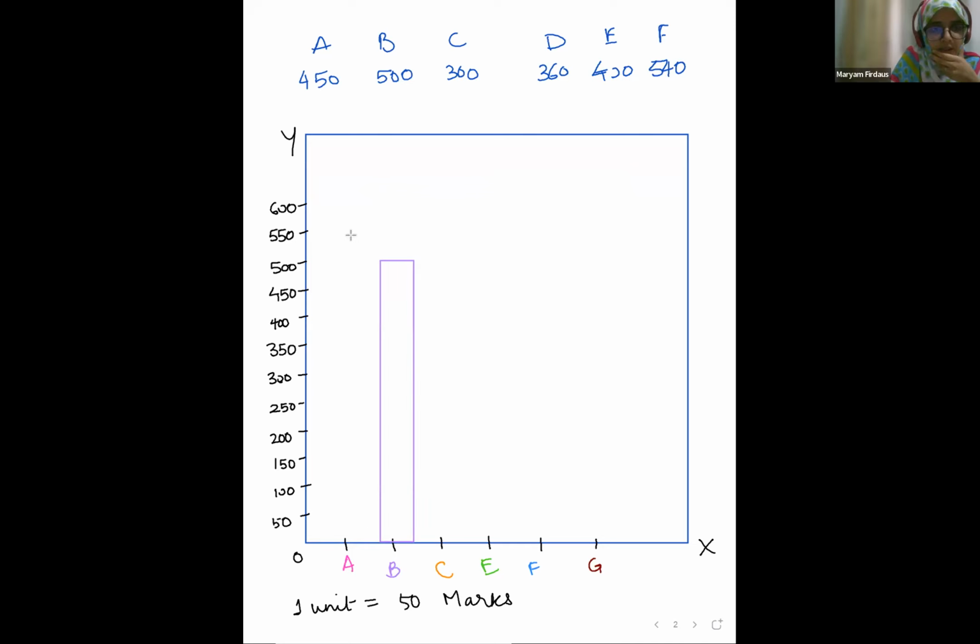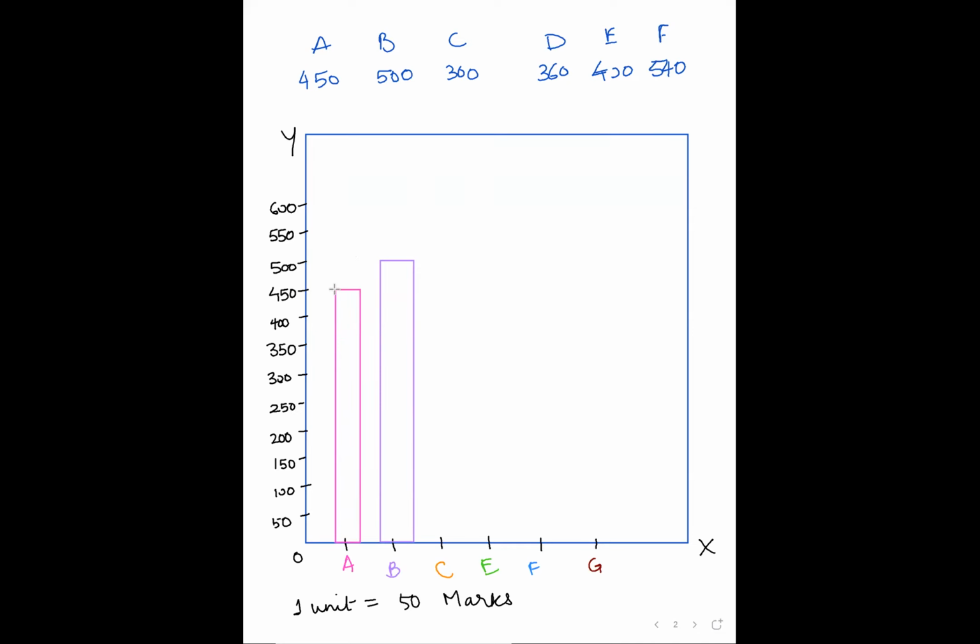Which one are you asking? After B, C is 300. No, can you read all of them? Okay, A, B, C, D, E, and F. You're asking me to read you all the numbers? 450, 500, 300, 360, 400, and 540.